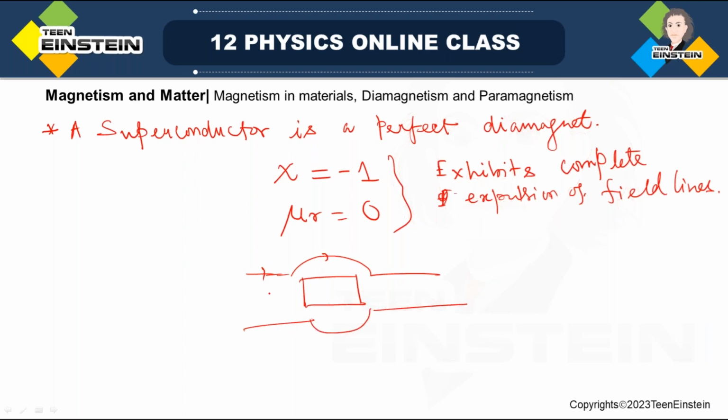This is actually complete. The field lines are completely expelled by the magnet. Say it is mu r equal to 0. So this is called the Meissner effect.